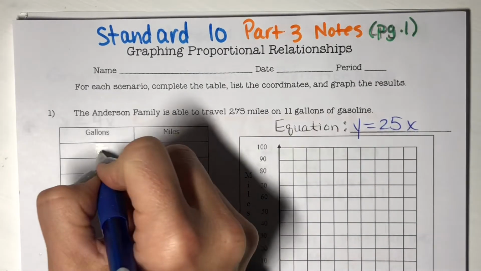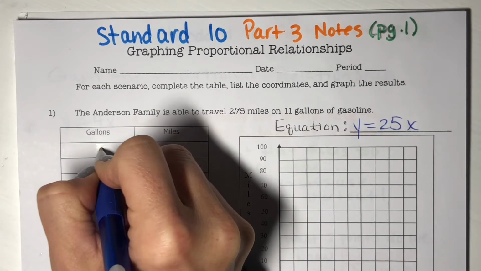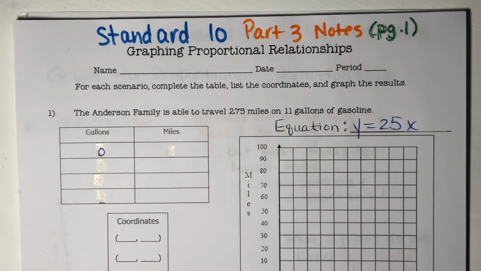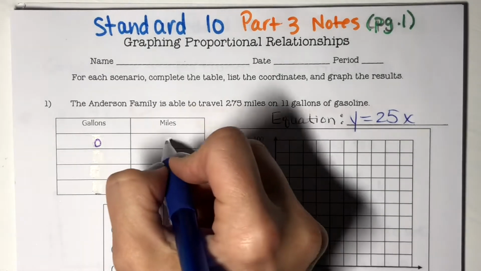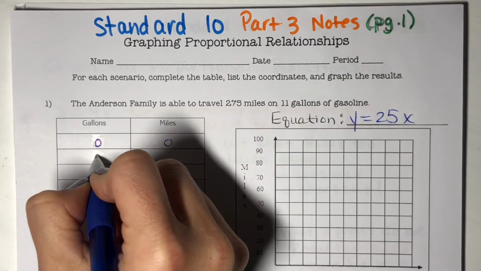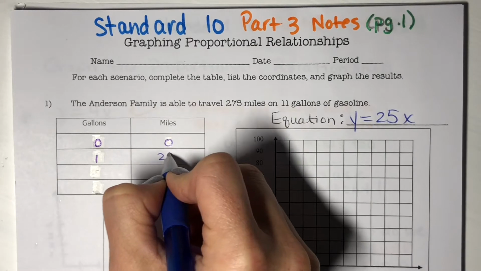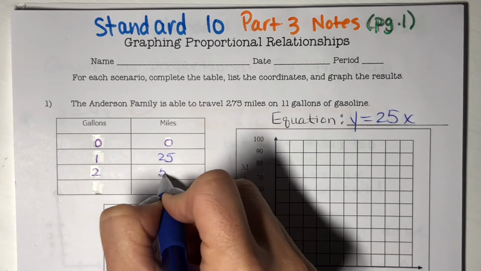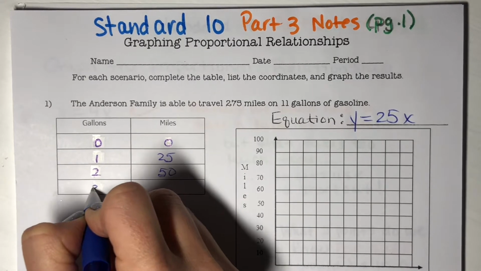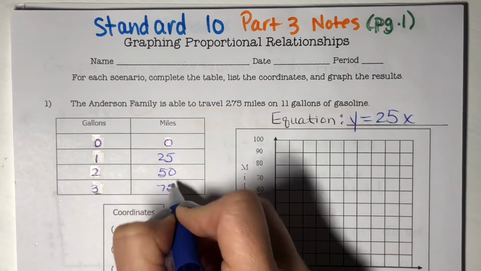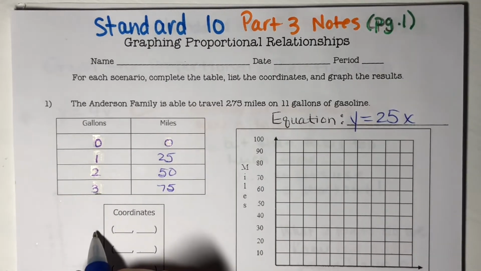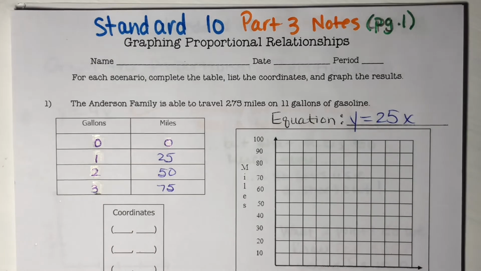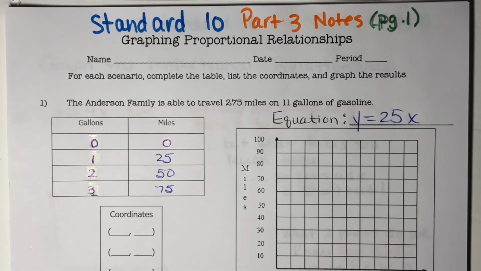which means if I do not have any gallons of gas in my tank, guess what? I'm not getting very far. As soon as I have 1 gallon, I can go 25 miles. 2 gallons will get me or them 50, and 3 gallons will get them 75 miles. If I kept going, this 3 would eventually add up with the 275, right?